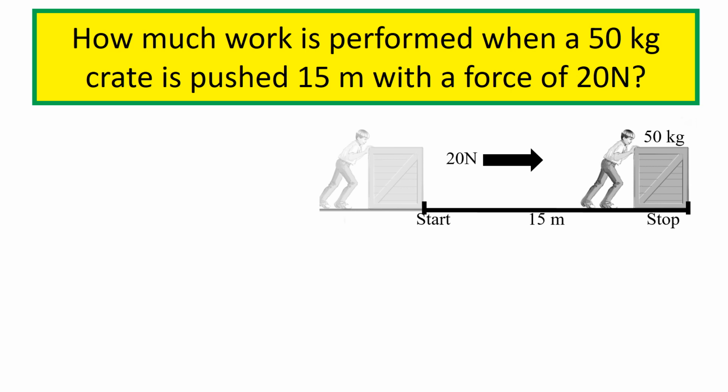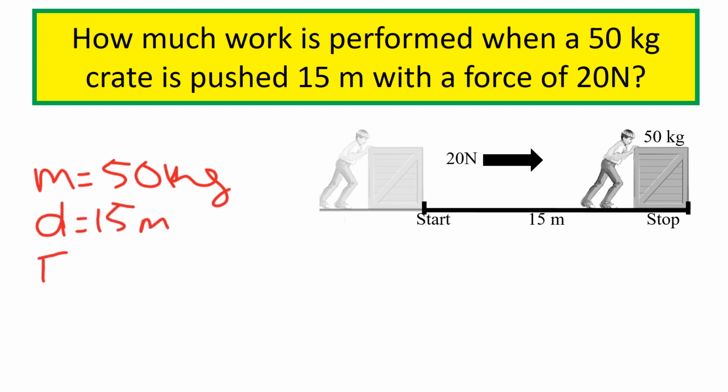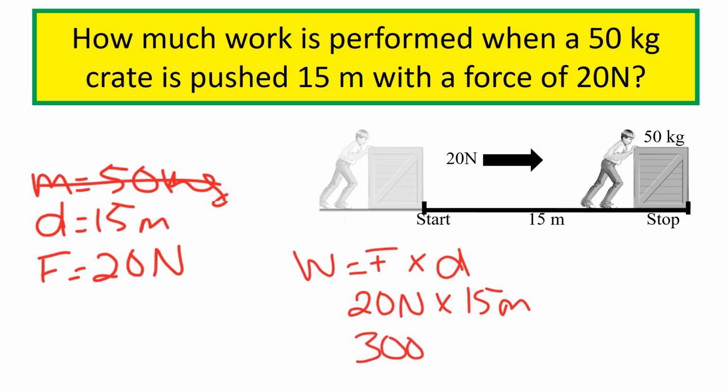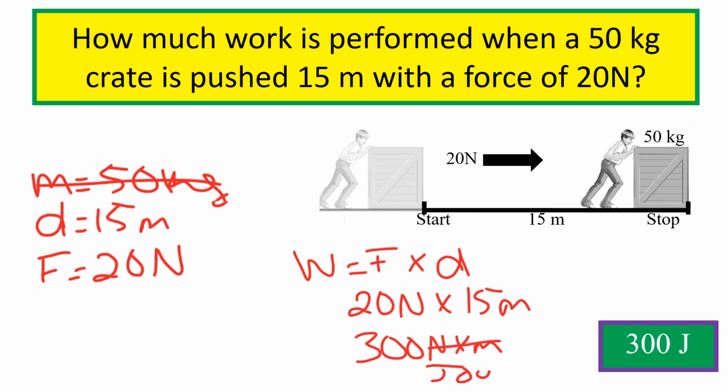Okay, now that we know that work is actually being done, let's now make a list of what we are told. So the mass of the crate is 50 kilograms, the distance of the crate that it's moved is 15 meters, and the force used to move that crate is 20 newtons. And we want to know work. Well, the formula for work is force times distance. Thus, we don't need to know the mass, so we can just cross that out. Now let's plug in the numbers and multiply 20 times 15, which gives us 300 newtons times meters. And remember, I can just shorten that unit by using a capital J to represent joules, and that would be the work done.